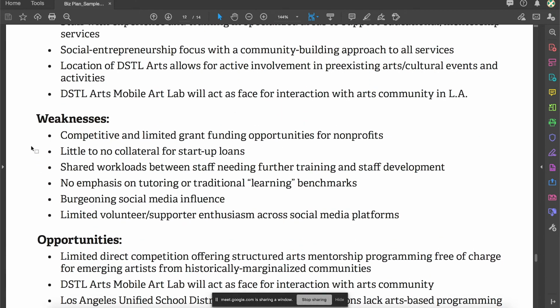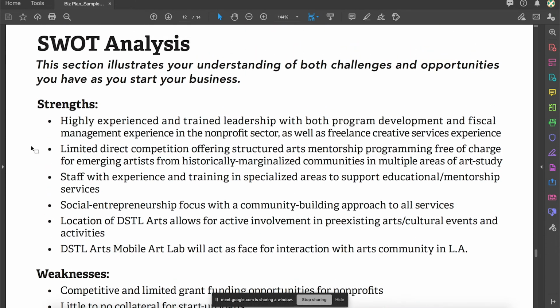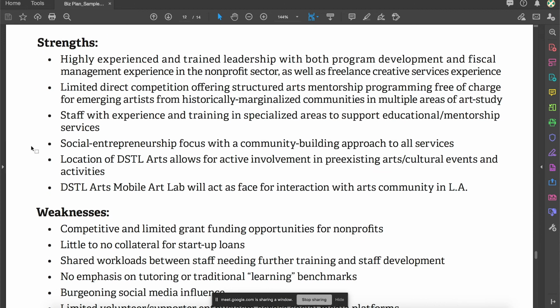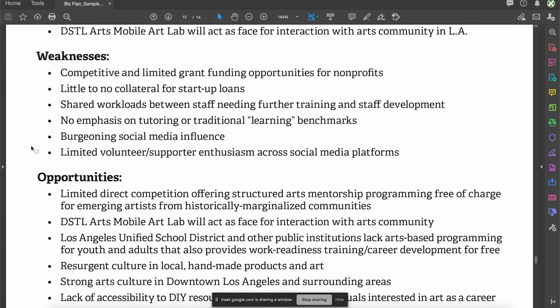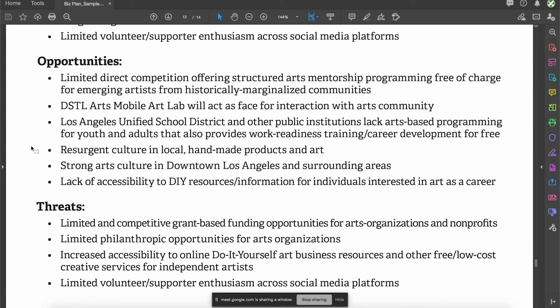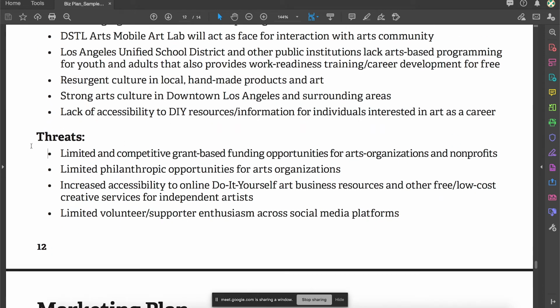So this section is really just you brainstorming at first. And then once you're done brainstorming, you can start to fill out these categories and show your funder that there are definitely a lot more strengths and opportunities for my business to be successful than there are weaknesses and threats.